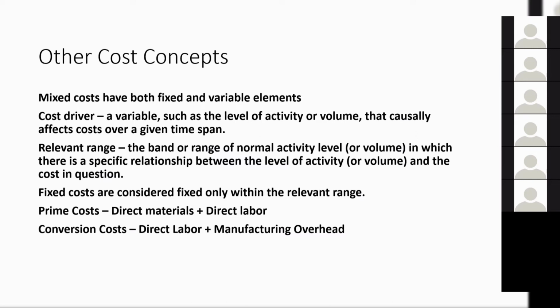So, as a review, guess what? There's a question coming up. The three product costs are direct materials, direct labor, and manufacturing overhead. Prime costs are direct materials and direct labor. And conversion costs are direct labor and manufacturing overhead.